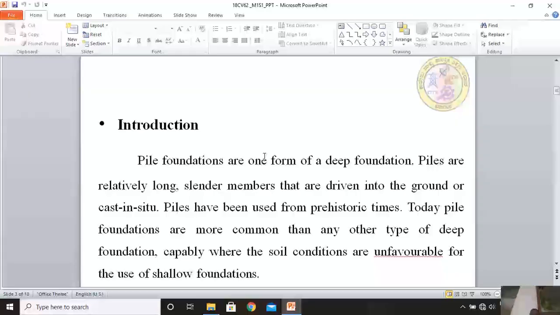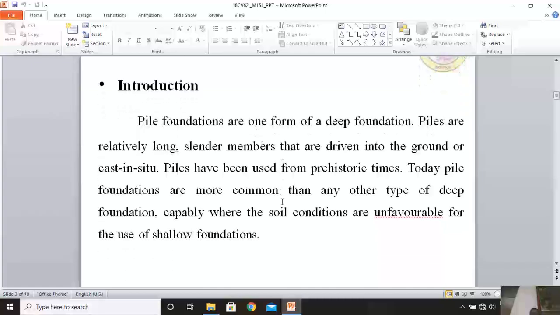Pile foundations are one form of a deep foundation. Piles are relatively long, slender members that are driven into the ground or cast in situ. Piles have been used from prehistoric times. Today, pile foundations are used more commonly than any other type of deep foundation, especially where the soil conditions are unfavorable for the use of shallow foundations.